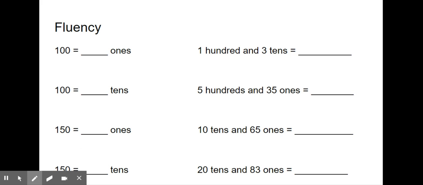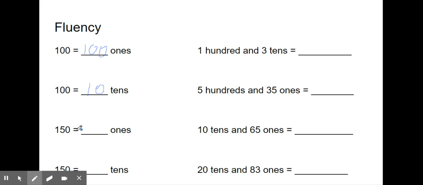100 equals blank ones. We know that 100 is the same as 100 ones. 100 equals blank tens. Think about how many tens make up 100. You know that 10 tens make up 100.